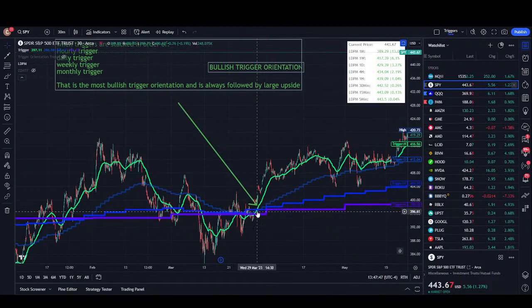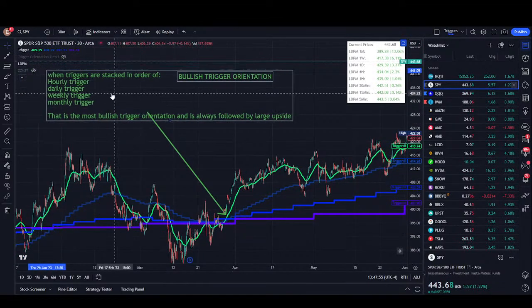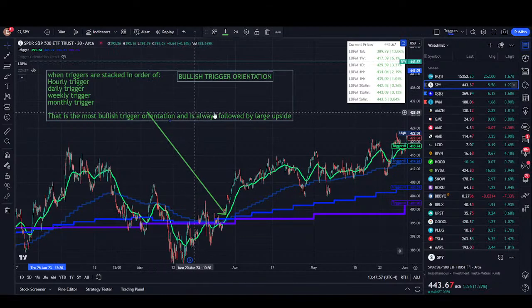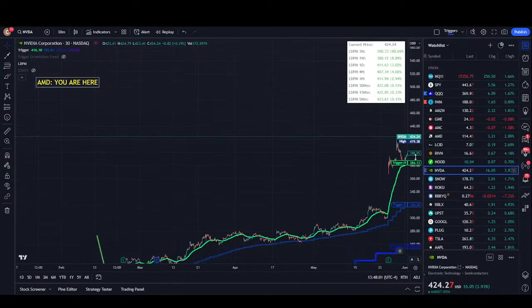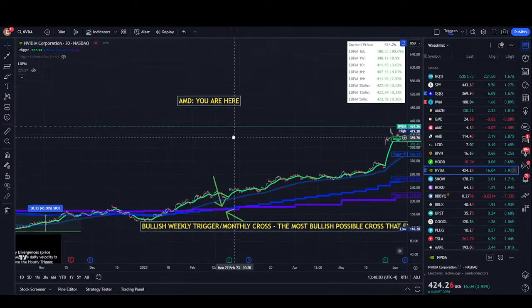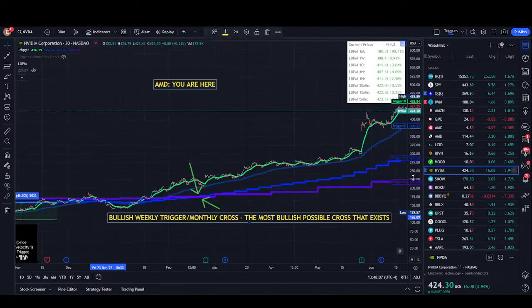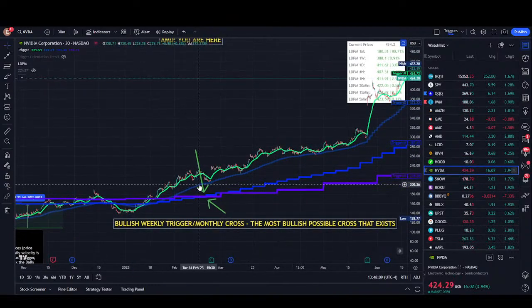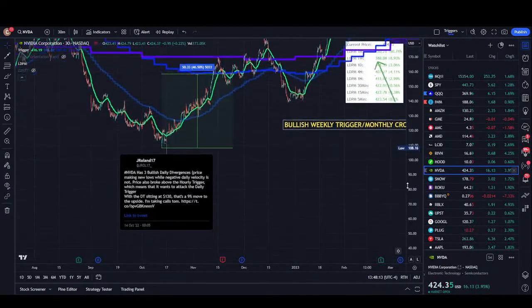So I was on a phone call with Captain James right here, and we watched as the hourly trigger crossed above the weekly trigger, and then you have the hourly above the daily, above the weekly, above the monthly. When that happens, this is the most bullish trigger orientation, and it's always followed by large upside. That was the confirmation right there. For example, if you go to NVIDIA, you have a bullish weekly trigger. Once you have the hourly above the daily, above the weekly, above the monthly, it's pretty much over, for an extended period of time.